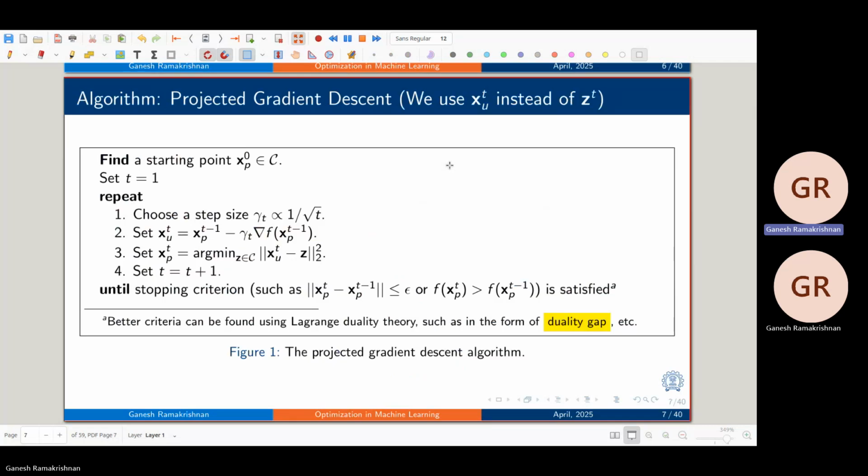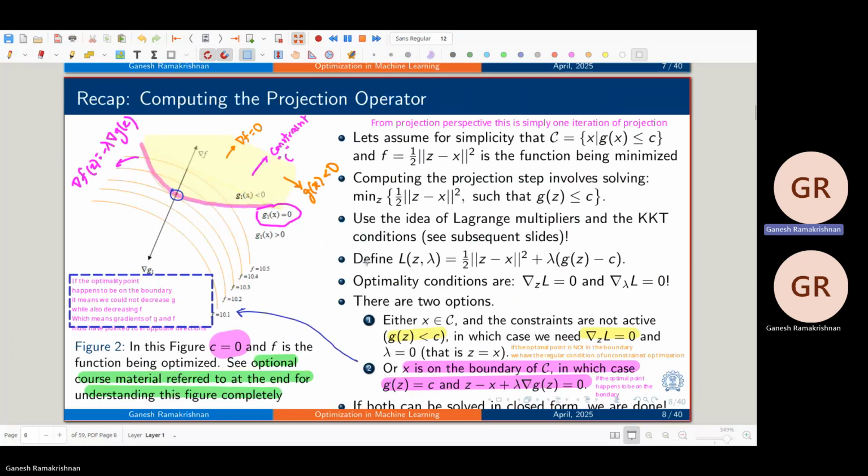This is a little bit of a recap, right? The algorithm basically starts with an unconstrained step update and then immediately projects it back, right? All the theoretical results of convergence will hold, which we'll not get into again. Now, how do you really solve this?